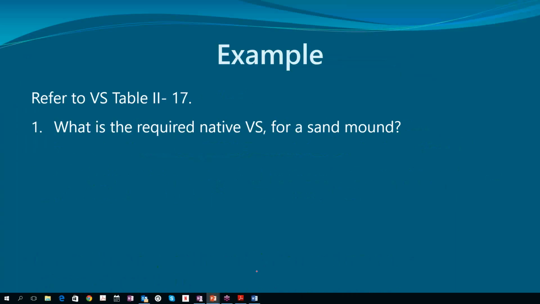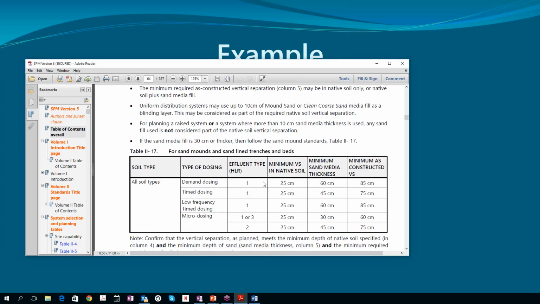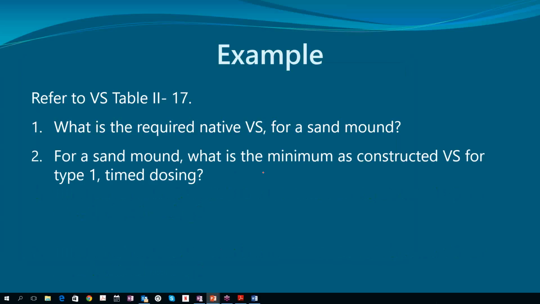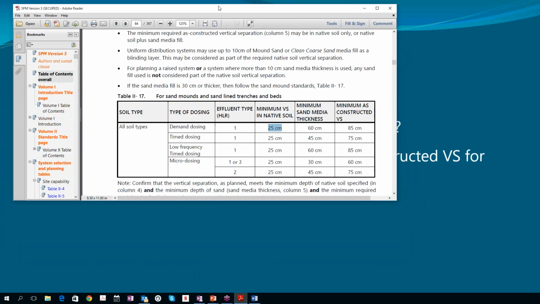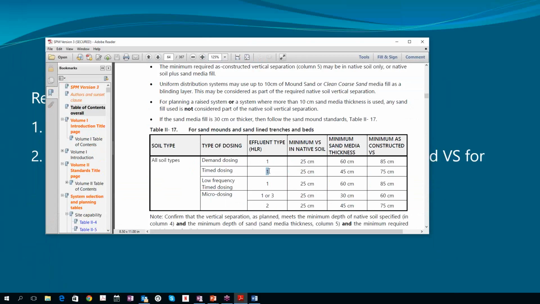What's the required native VS for a sand mound? You might remember because we're just there. It is 25 centimeters, right? 10 inches. So minimum native VS for a sand mound is 25 centimeters. What is the minimum VS as constructed VS for type 1 time dosing? So sand mound table and type 1 time dosing, regular. Answer, the question was as constructed, so it is 75 centimeters.